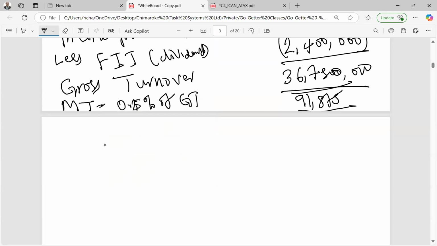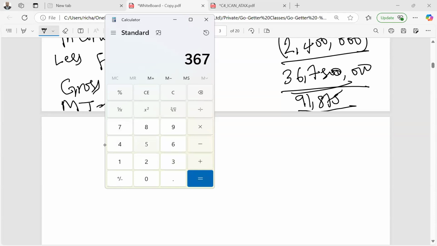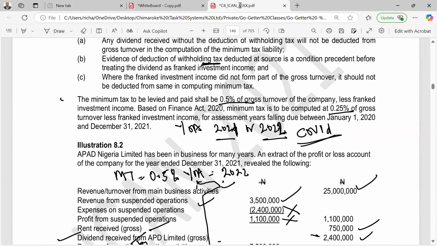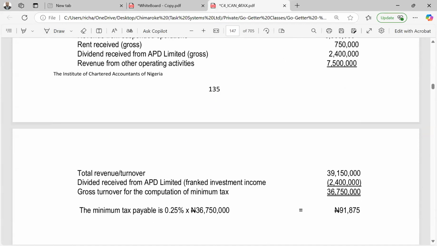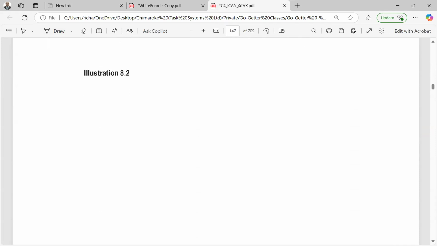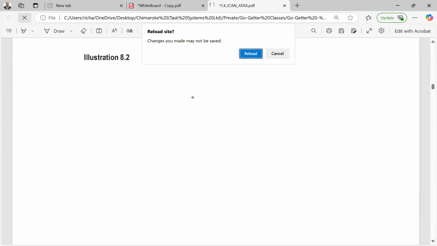Let me do it again. 36,750,000 times 0.25 divided by 100 gives me the 91,875, which is what was gotten here. So that's it. Let me refresh this, but it will be showing completely.